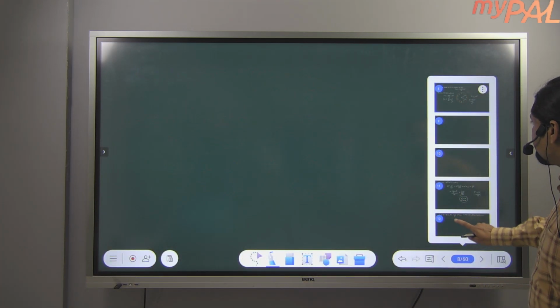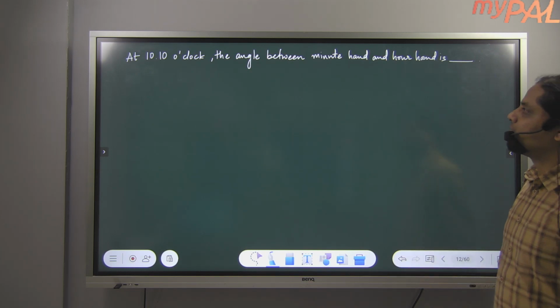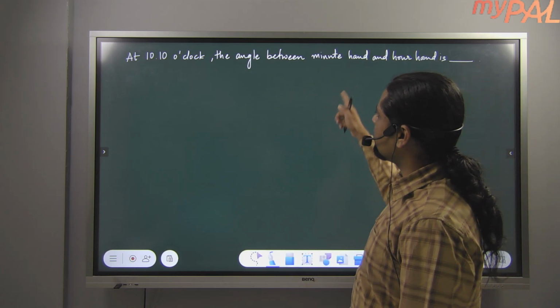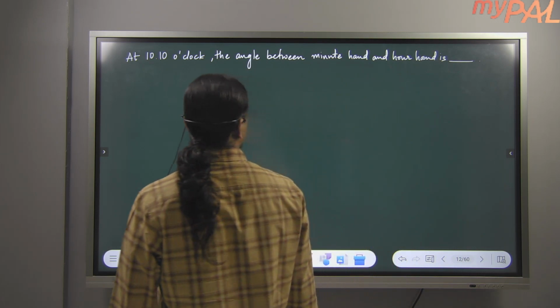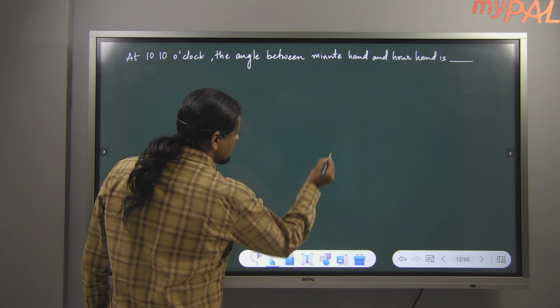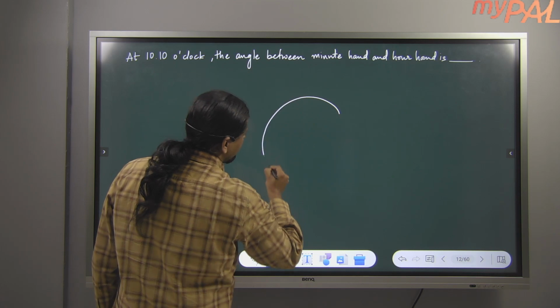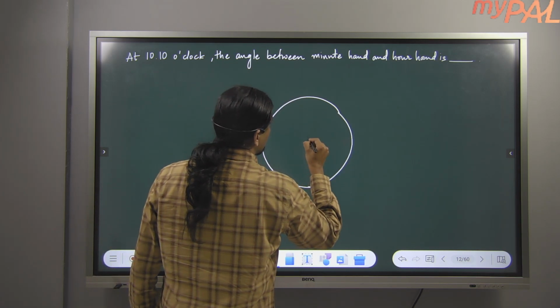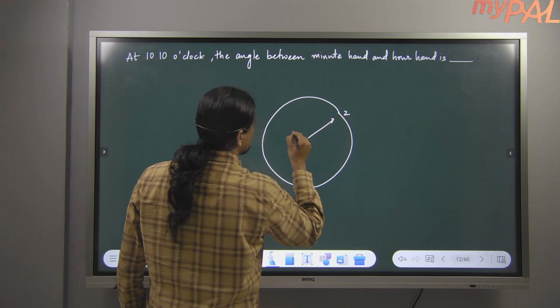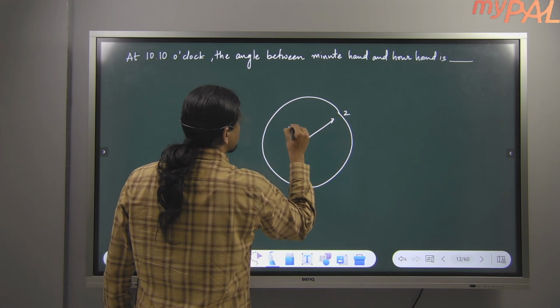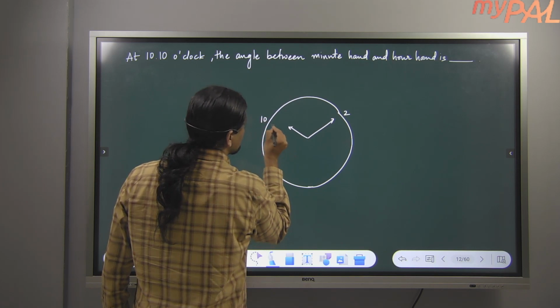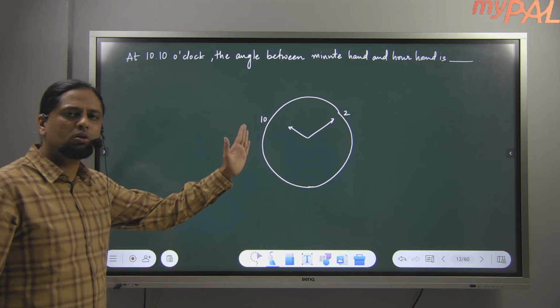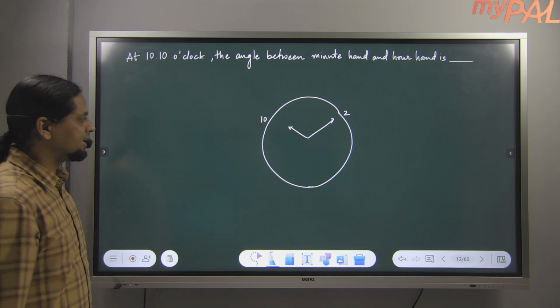Okay, now I think I have a problem for the clock. Yes, we have a problem. It is told that at 10 minutes past 10 o'clock, what is the angle between the minute hand and the hour hand? Always for a clock problem it's better to draw a rough diagram. Here is 2 and here is 10. Past 10 the hour hand has moved a little ahead, because 10 minutes have passed.